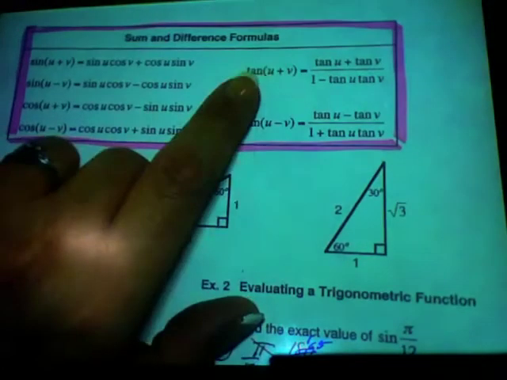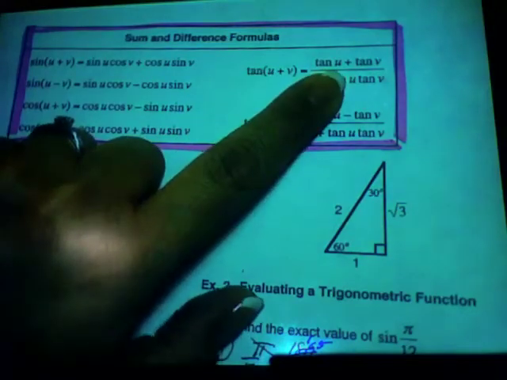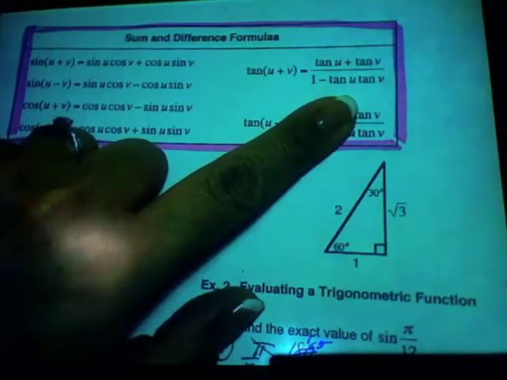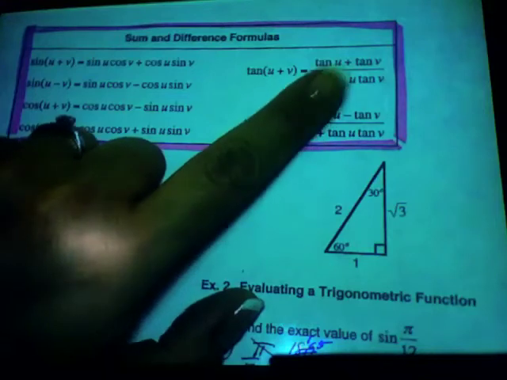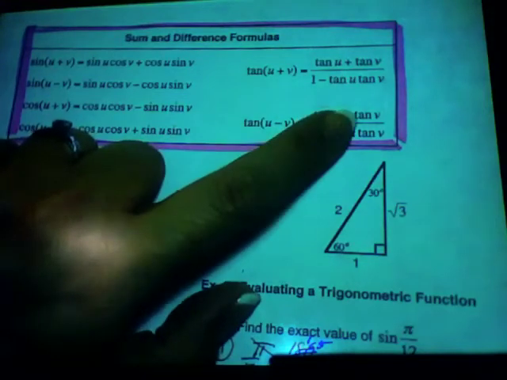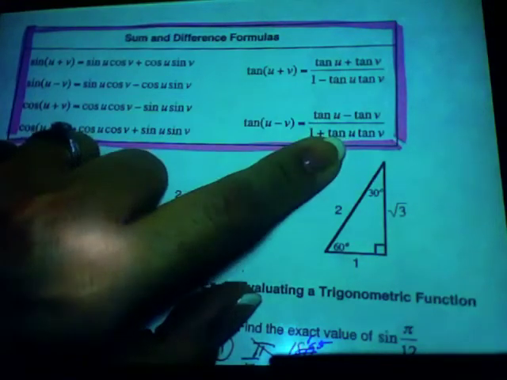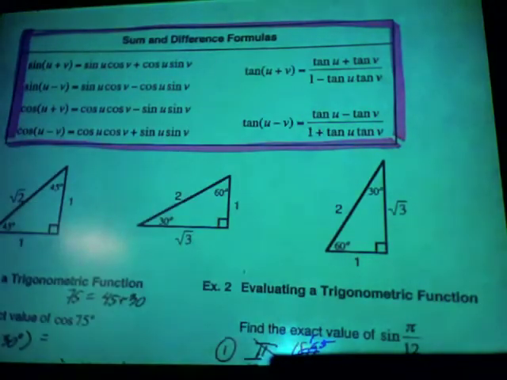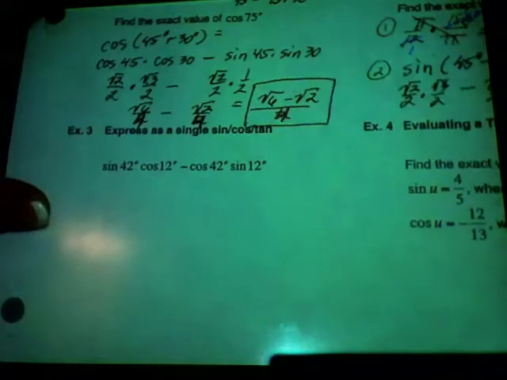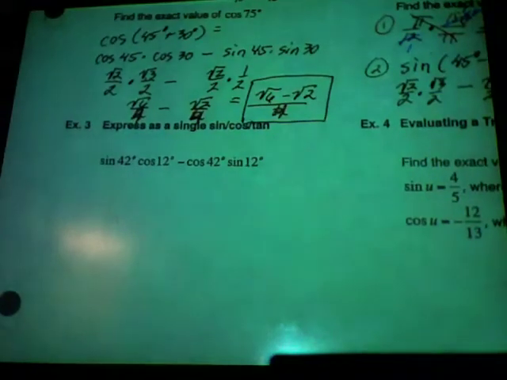Tangent, it's the same sign, you add them together, but then down below, it's 1 minus them being multiplied together. This is the opposite sign from what's up here. These are the same, but that's the opposite sign. So get used to using them and identifying them, because when you look at example 3, haven't they used one of the sum or difference formulas? We have to figure out which one.